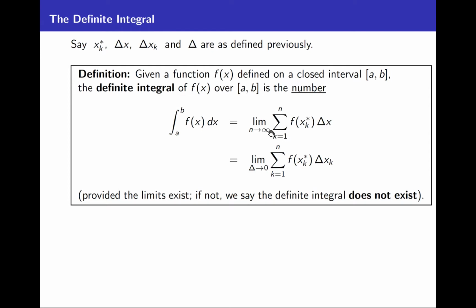So those are numbers, and there's a special notation for these numbers. Rather than write out this limit of a Riemann sum, we write this piece of notation to stand for that number. And you read this as the definite integral from a to b of f of x dx.